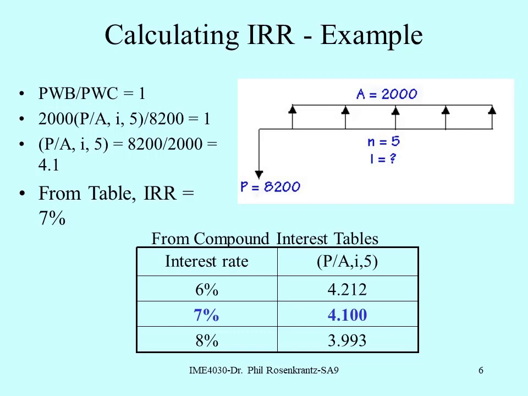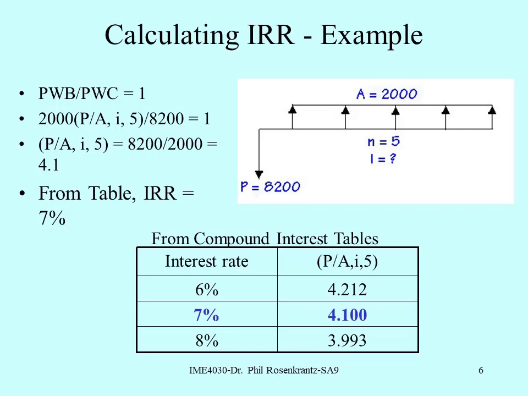If we choose to use the formula present worth of benefits divided by the present worth of costs equals 1 as our identity to solve for the unknown interest rate. So if we plug in what we know, the present worth of benefits is 2,000 times the P over A factor i% for 5 periods. That goes in the numerator. The denominator is the present worth of cost, that's the 8,200, and that has to equal 1. So the P over A factor for i, n equals 5, is equal to 4.1.